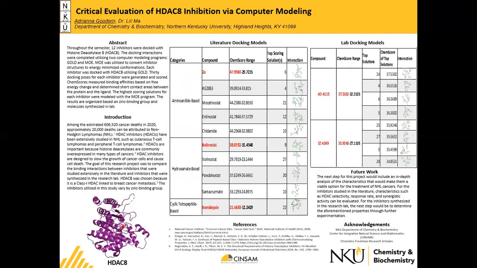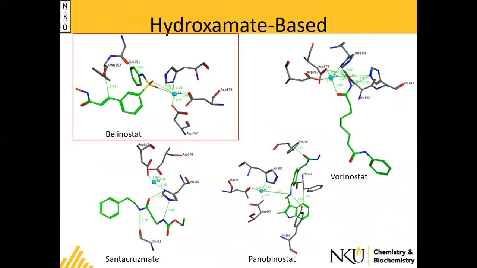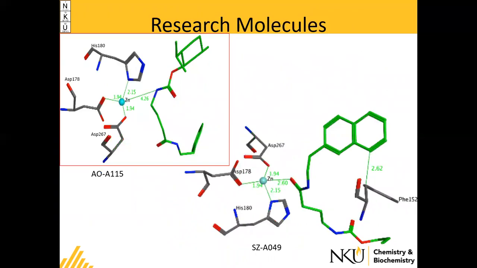And then finally, we have gotten to the research molecules, and you can see that I modeled the top 4 solutions just to determine if there were any major differences in the conformations. And we're seeing that AOA115 and SCAO49 molecules have very similar chem scores to the aminoamide and hydroxamate-based inhibitors of the literature. And again, I just modeled the interactions less than 5 angstroms with protein residues or the zinc ion. And out of these two, we see that AOA115 looks the most promising.